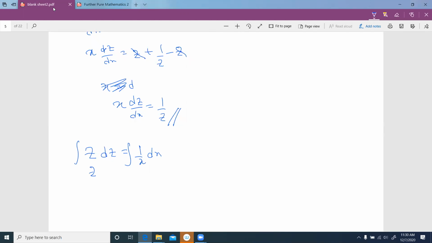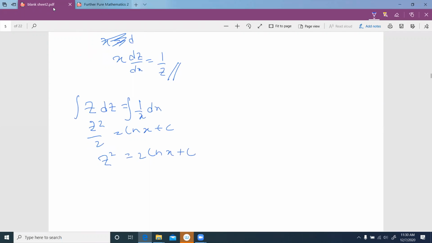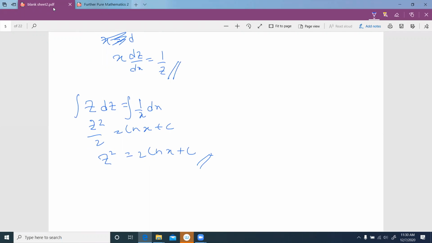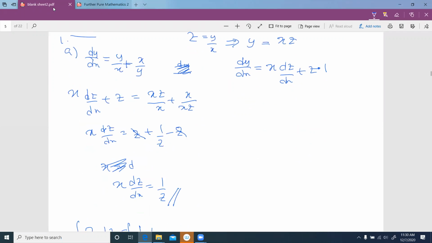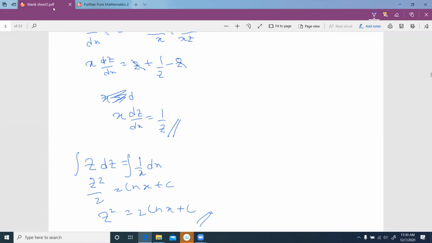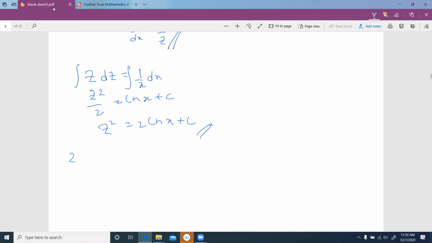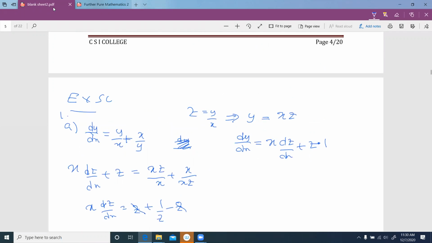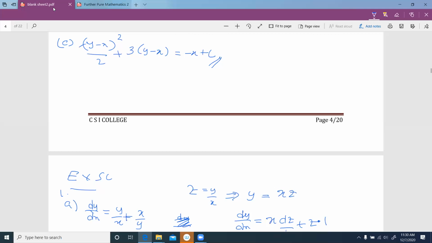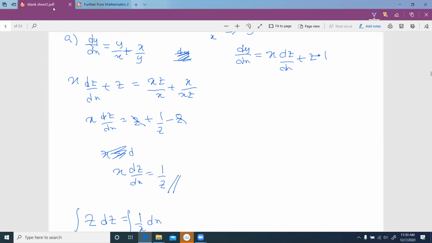What is the answer over here? z squared over 2 equals ln x plus c. So you can write z squared equals 2 ln x plus c. C multiplied by 2, you still get the same form. After that, they might ask you the question in terms of x and y. That means z has to be replaced with y and x. From the substitution, y equals x z.